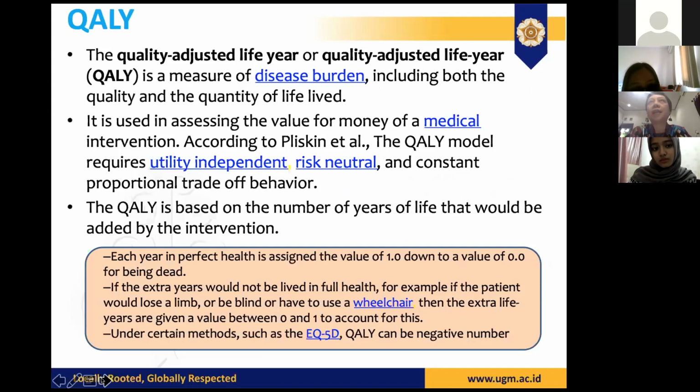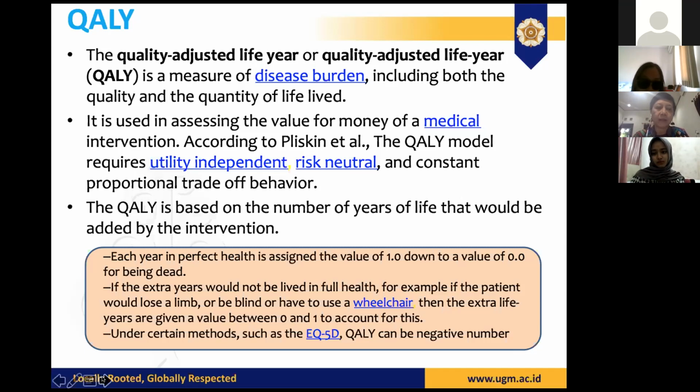QALY is usually also the outcome of the cost effectiveness analysis. QALY is the quality adjusted life year, measured in disease burden. So this is assessing the value for money of medical intervention, but the QALY model requires the utility independent. So each year, if you are perfect, nggak pernah absen sekolah, selalu masuk, Anda punya 1 QALY dalam 1 tahun. Tapi kalau mati itu 0. If you have to use the wheelchair, so maybe your QALY is 0.6 or 0.5.